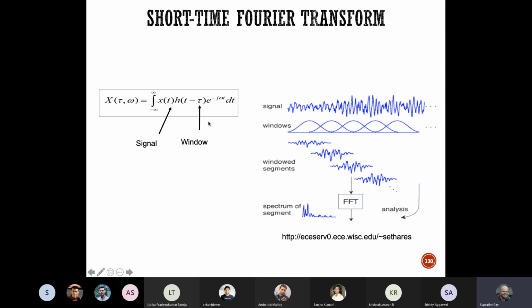So this is the formula for this. It's now going to give you an output X, which is not just a function of omega, but a function of omega as well as tau, where tau determines where this window is placed. So conceptually it's very straightforward. It's just a windowed Fourier transform, but the window is placed at different locations, and you generate a Fourier transform for each location, and that's your short time Fourier transform.